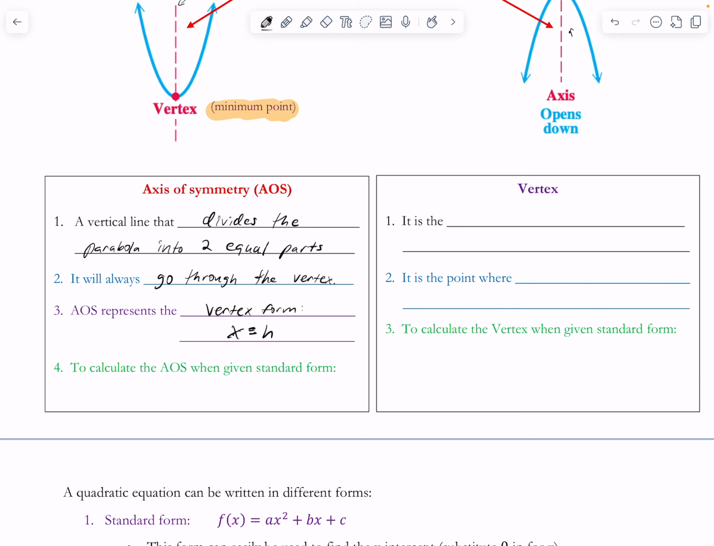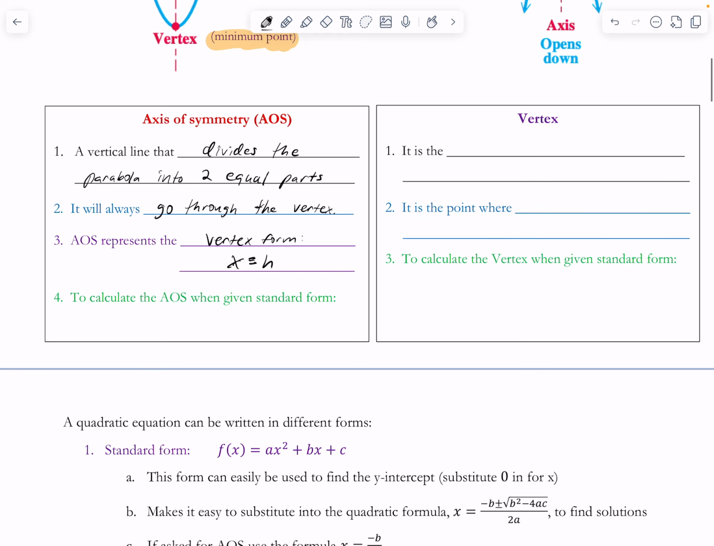Okay, now for standard form, to find it, it's always going to be x equals the opposite of b over 2a. Now, it's your choice when you do the math. If you'd like to put that negative with the b, that's fine. It doesn't matter. I prefer to find b over 2a and then just make it the opposite at the end. But it's up to you.